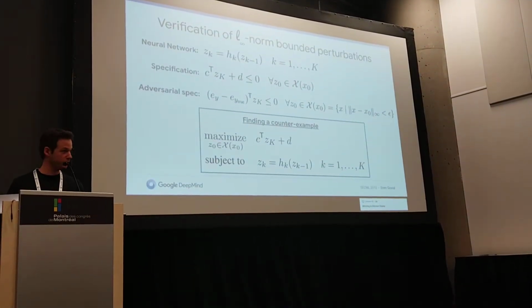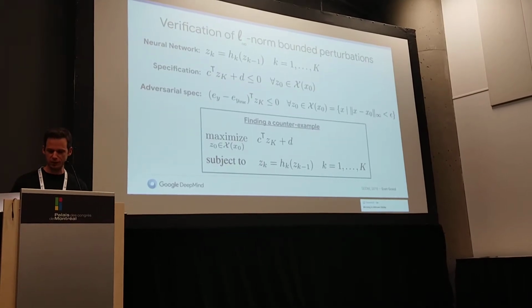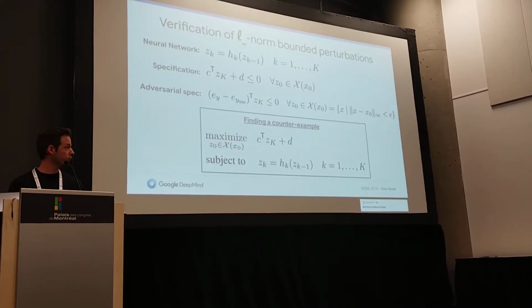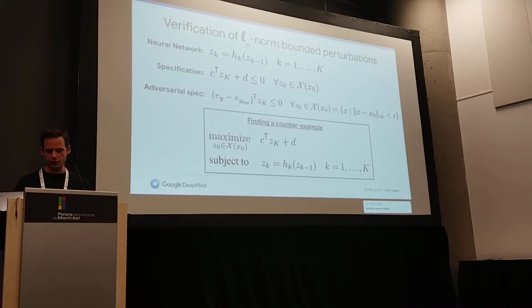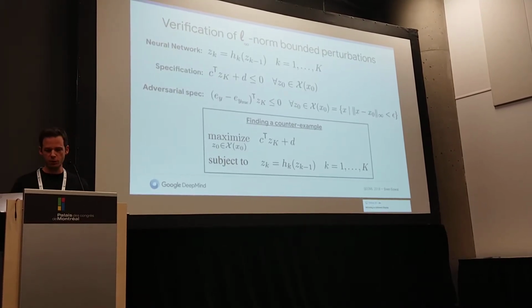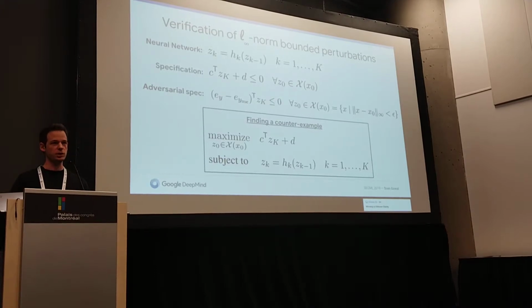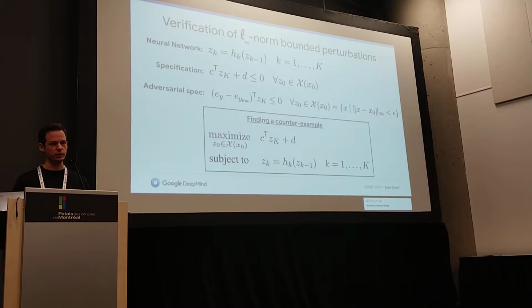So just a quick recap of the previous talk. If we have a neural network, which is a set of operations denoted here by HK, and we have a linear specification, we want to verify that this specification is below 0 for all possible inputs within some adversarial polytope.